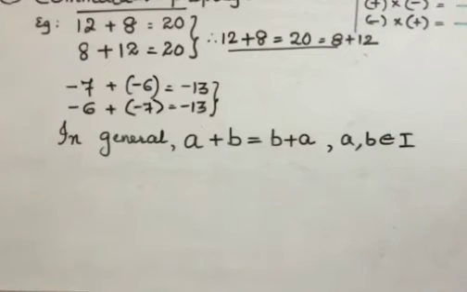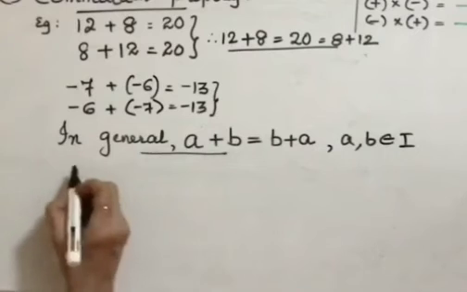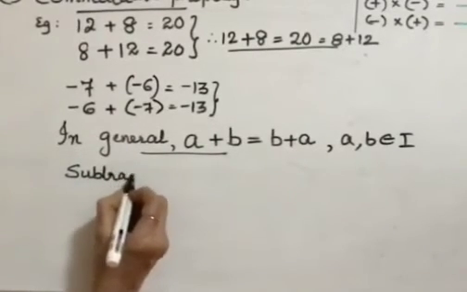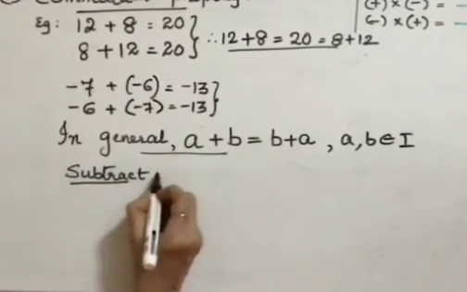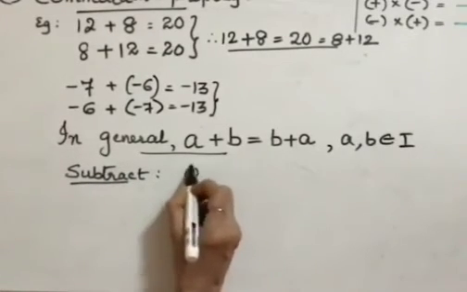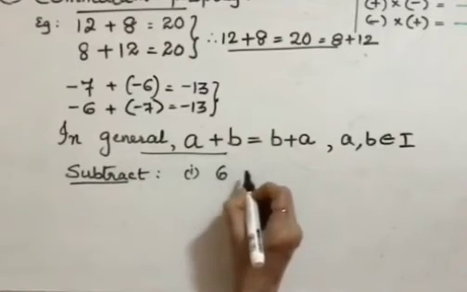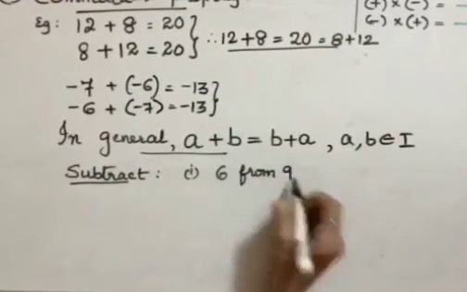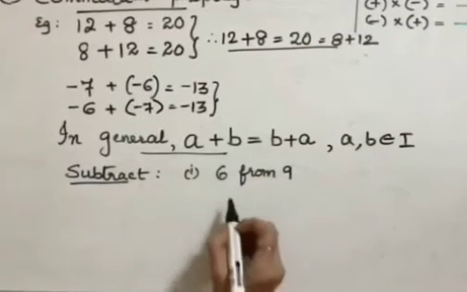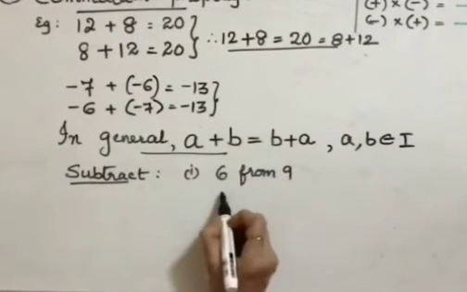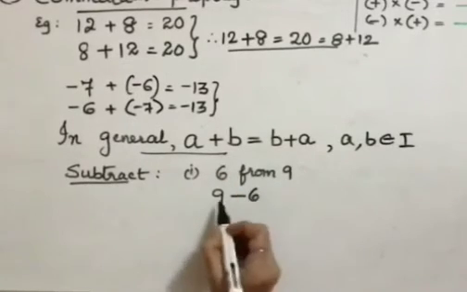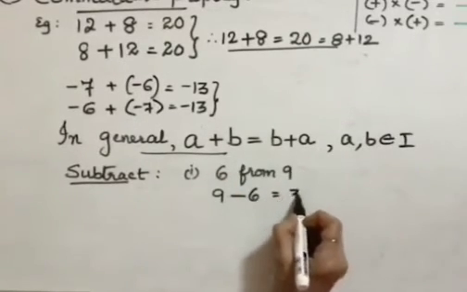Let me check for subtraction. Observe carefully. Subtract 6 from 9, let us say. So what am I doing? I am subtracting from 9. I am removing a positive 6. So 9 minus 6 is 3.